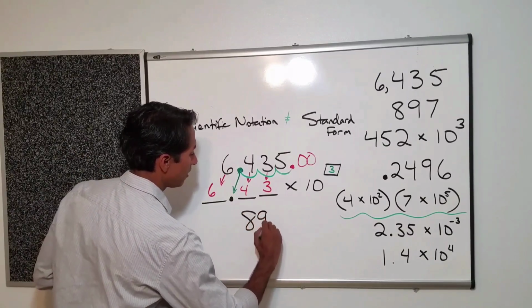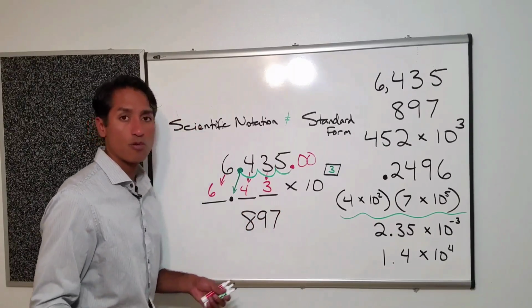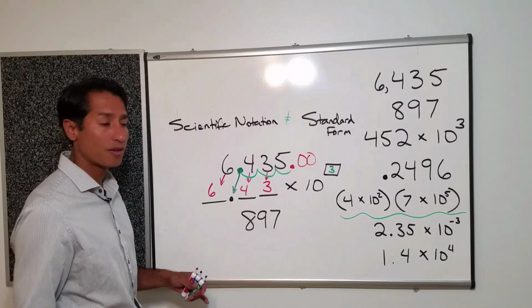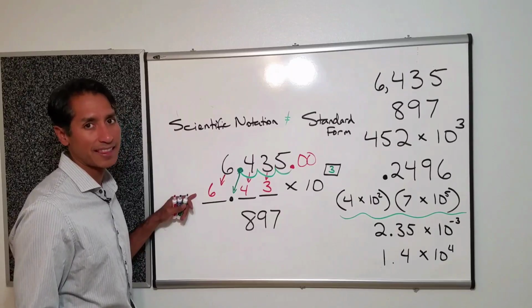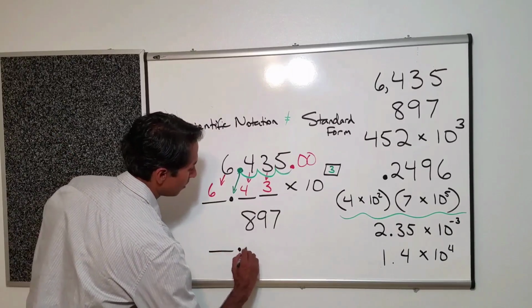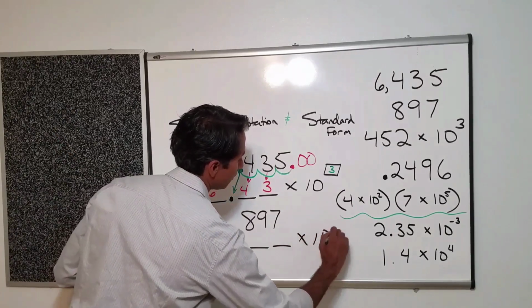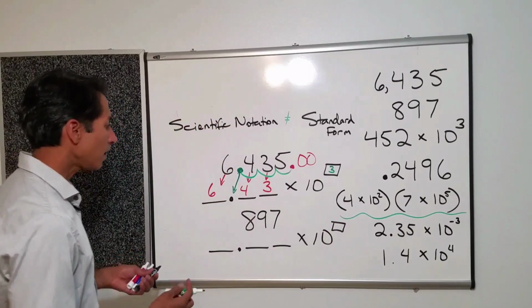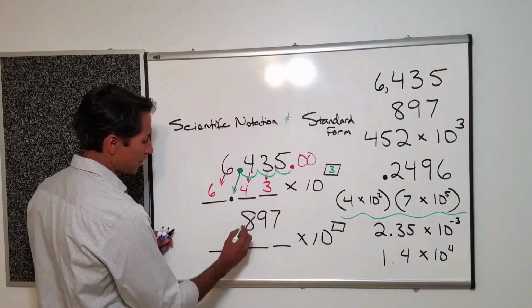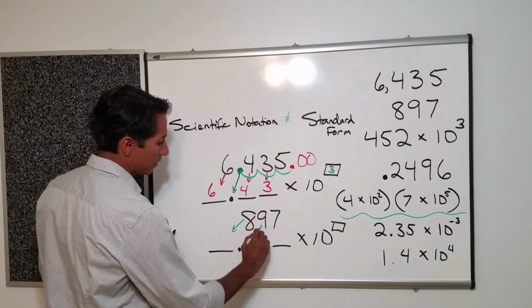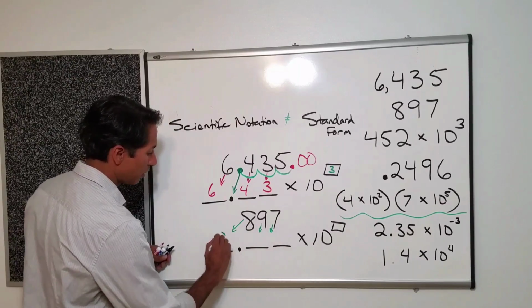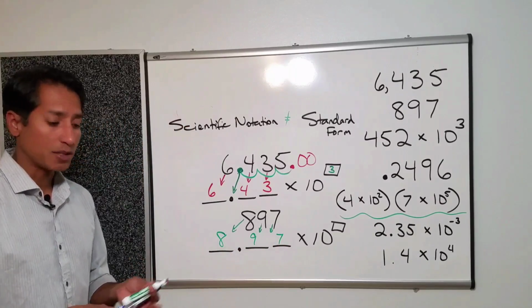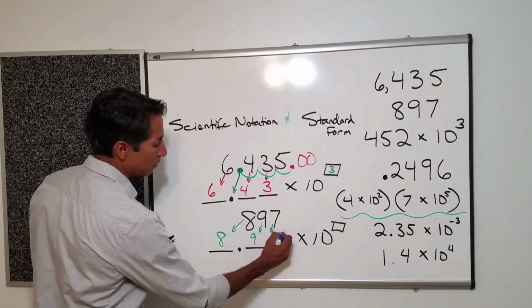So 897, okay? What is our goal? Scientific notation, right? How do we write it? Just like this. Number, decimal, number times 10 to the something, all right? And so we know that this is our first number, so that's going to go there, this is going to go here, this is going to go here, so it's 8.97. And then we got to talk decimals, right? We know that there's a decimal point here.